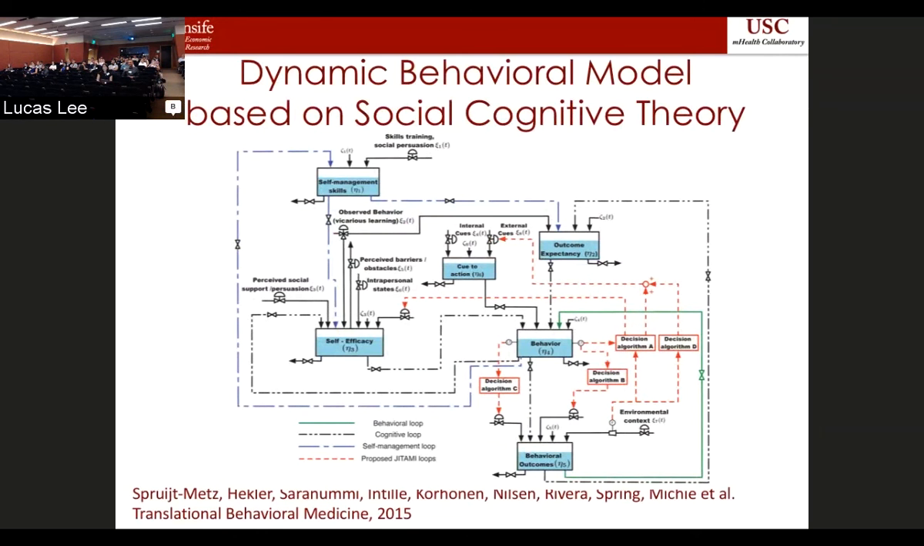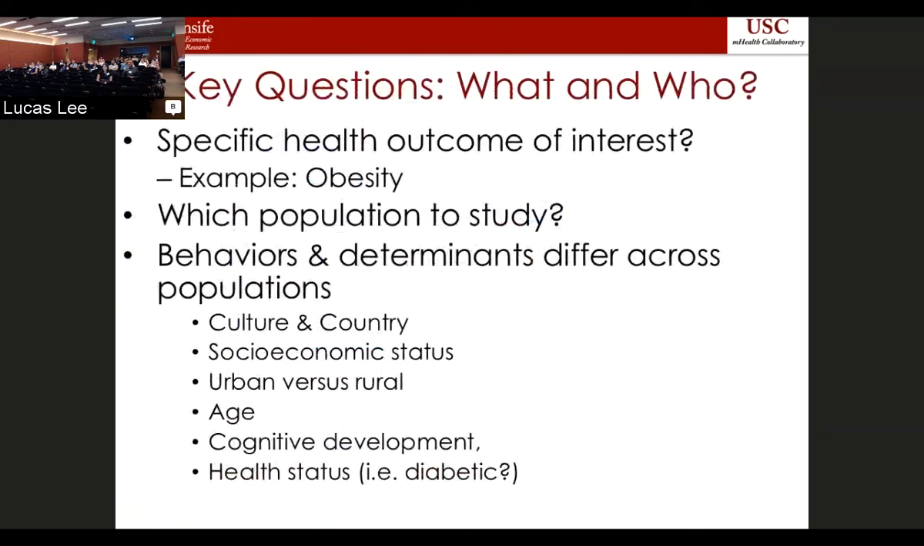So key questions that you need to ask yourself as you start developing these interventions: what is your specific outcome and interest? Example, obesity. Sorry, you guys, it's lazy of me, but it's what I have. Which population do you want to study?